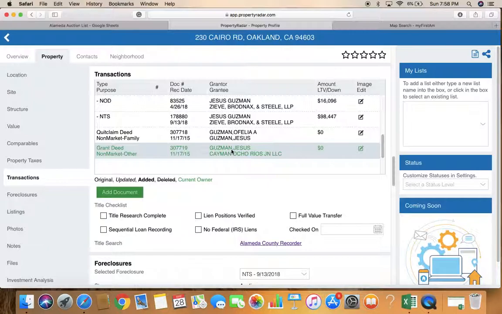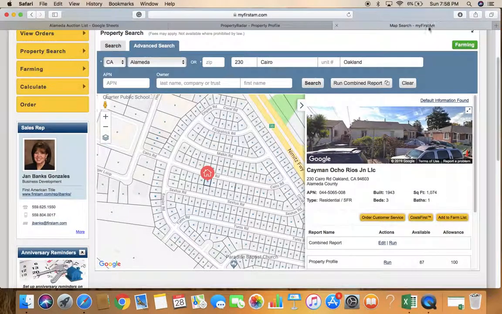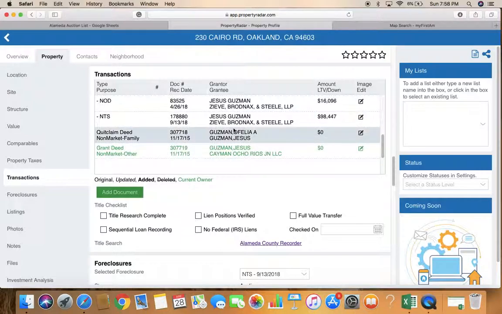prime. And the reason why it's prime is because the person on title, the Cayman Ocho Rios JN LLC, cannot contact the bank on Jesus Guzman's behalf because Jesus Guzman is the borrower. So if this property is in foreclosure, it means that they're probably going to have to sell it because they cannot contact the bank to get caught up, or they cannot contact the bank to postpone that sale because they are not the borrower. Jesus Guzman is.